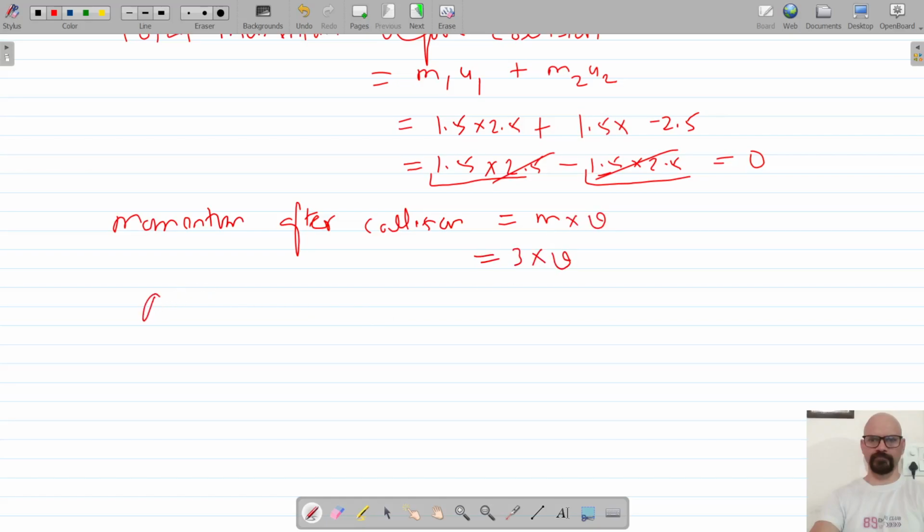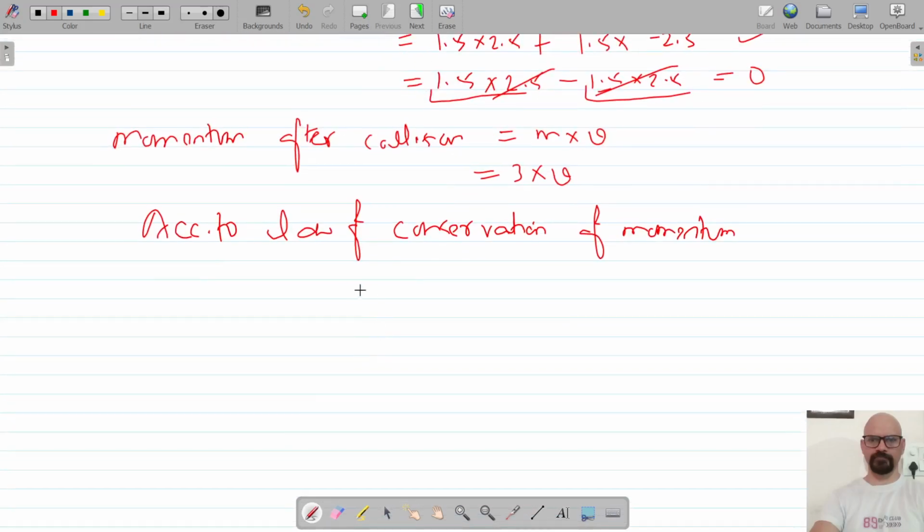And according to the law of conservation of momentum, momentum is conserved, that is, the initial momentum is equal to the final momentum of the system. So the initial momentum is 0. 0 is equal to the final momentum, which is 3 into v.